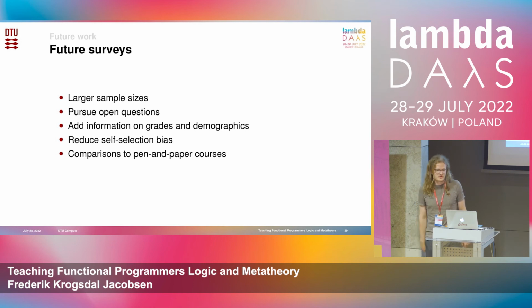Of course, for future surveys, we could have larger sample sizes. We could pursue some of the open questions I mentioned. We could add information on grades in other courses, so to sort of know if they are really good functional programmers or not. But this would require a whole GDPR thing and also the involvement of the ethics committee and our institute and stuff like that. We can try to reduce self-selection bias. This is generally difficult. And we would like to compare our course to pen and paper courses, but we don't really know how because it's very different. And so it seems to be difficult to find measures that would work for both.